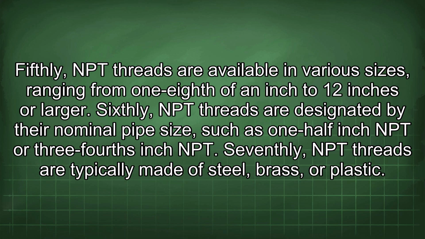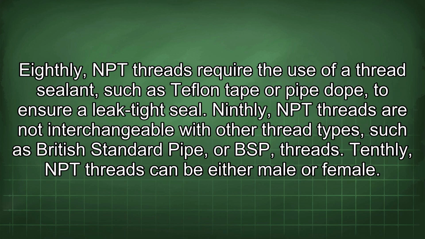Sixthly, NPT threads are designated by their nominal pipe size, such as 1/2 inch NPT or 3/4 inch NPT. Seventhly, NPT threads are typically made of steel, brass, or plastic. Eighthly, NPT threads require the use of a thread sealant such as Teflon tape or pipe dope to ensure a leak-tight seal. Ninthly, NPT threads are not interchangeable with other thread types such as British Standard Pipe, or BSP, threads. Tenthly, NPT threads can be either male or female.